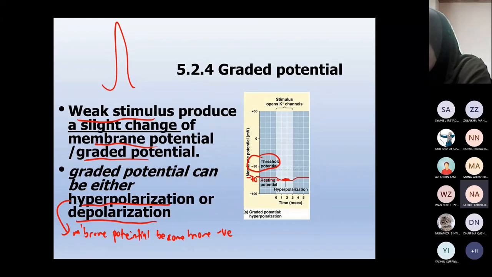Cuba tengok sini. Nampak tak? Dia jadi lebih negatif, like negative 50, 75 or negative 80 millivolts. The value is more negative. So this is what we call as hyperpolarization.